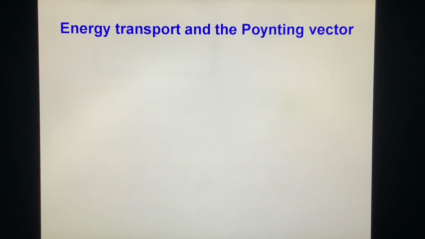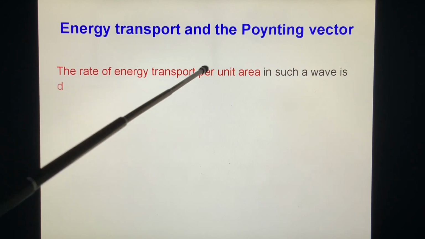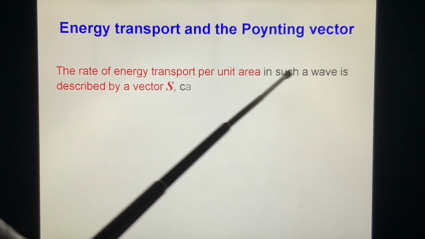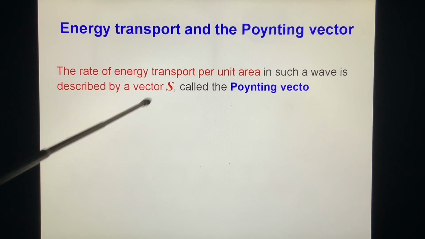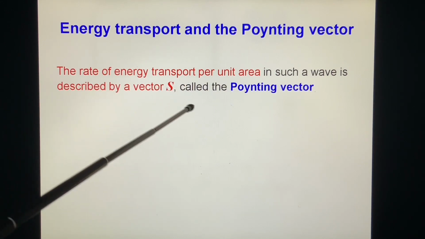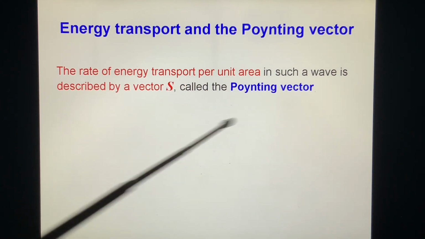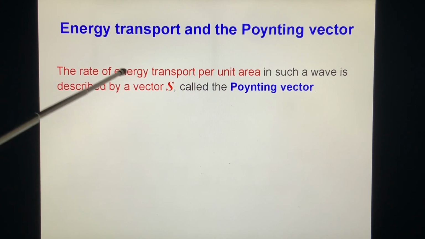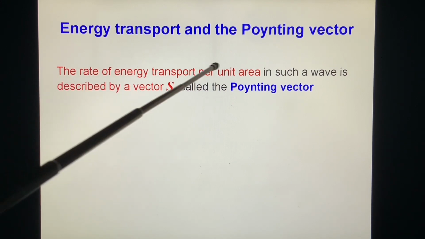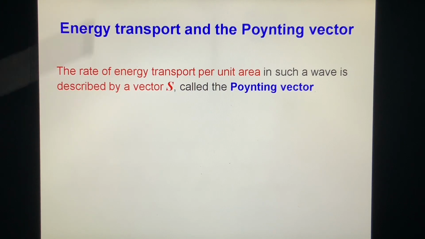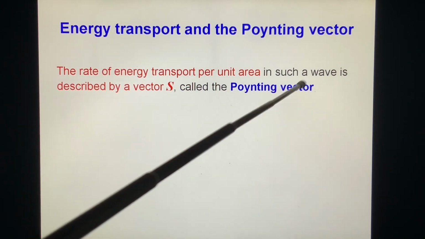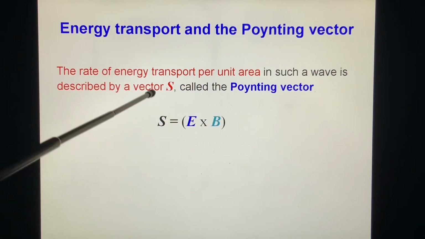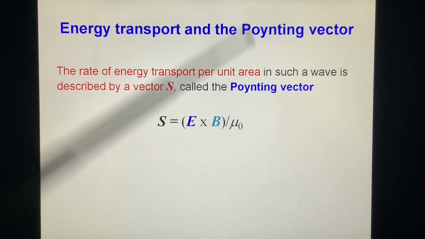Energy transport and the Poynting vector. The rate of energy transport per unit area in such a wave is described by a vector S, called the Poynting vector. The rate of energy means energy per second, and per unit area. This is clear. The Poynting vector S we define as E cross B over mu 0.